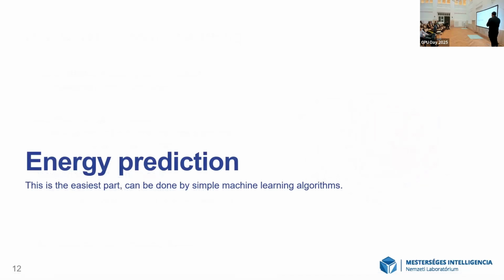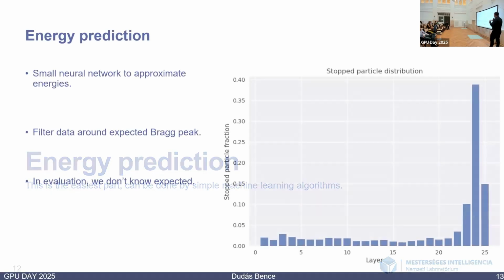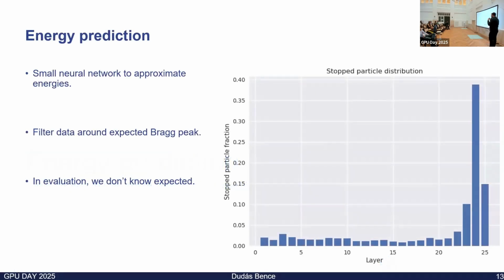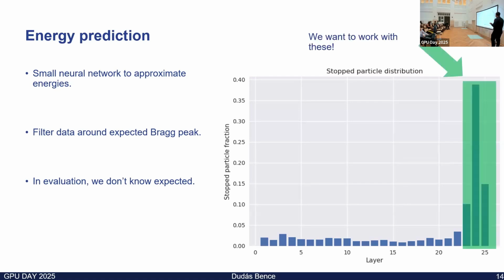So about the energy prediction, as I told you, to be able to do the medical imaging, we need the energies of these particles before they enter the detector system and their scattering angles. Calculating the energies is not so hard. It can be done by very small neural networks. What we need to do is just filter our data a little bit to have the best possible results.